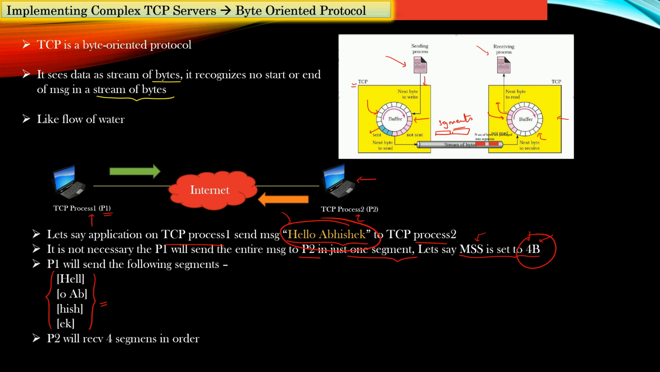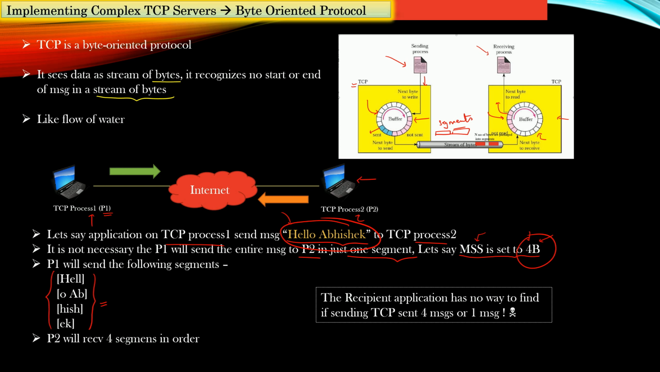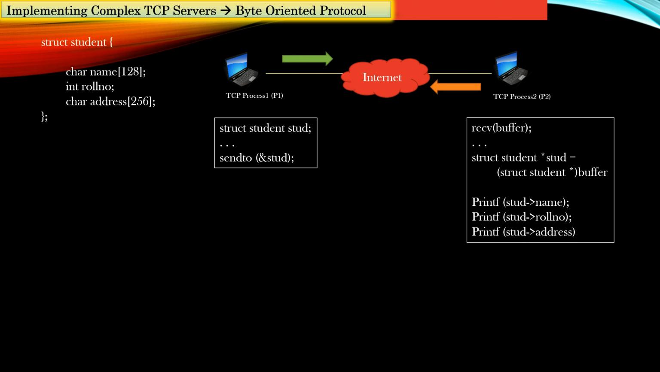So it simply means that a recipient process has no way to find out if the sending TCP has sent 4 messages of 4 bytes each, or whether it actually sent one message. Note once again that the TCP protocol recognizes no start or end of the message. All it sees is a stream of bytes and nothing else. Let us discuss a few more examples.